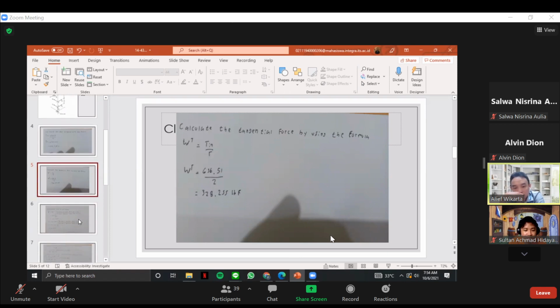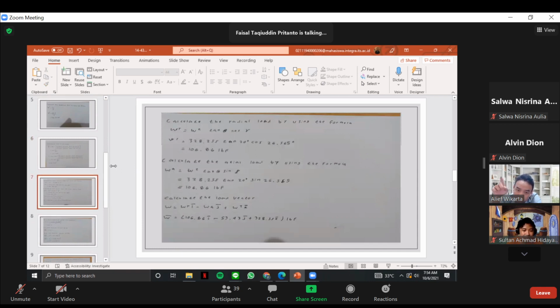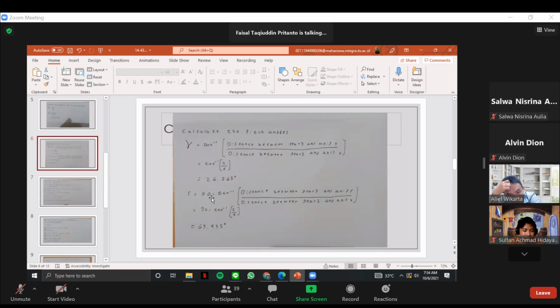The force is 328.255 pound force. After that, we calculate the pitch angles, with gamma equal tan inverse of the distance between gear 3 and axis Y over the distance between gear 2 and axis X. Then we got 26.565 degrees, and for the other one, tan inverse of the same ratio, we got 63.435 degrees.